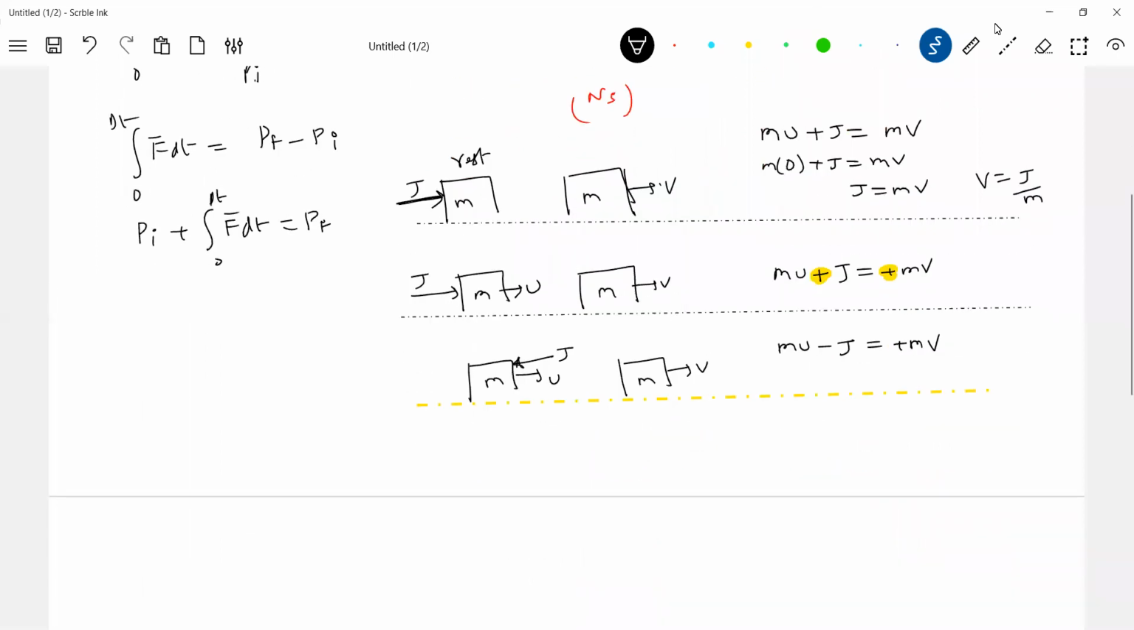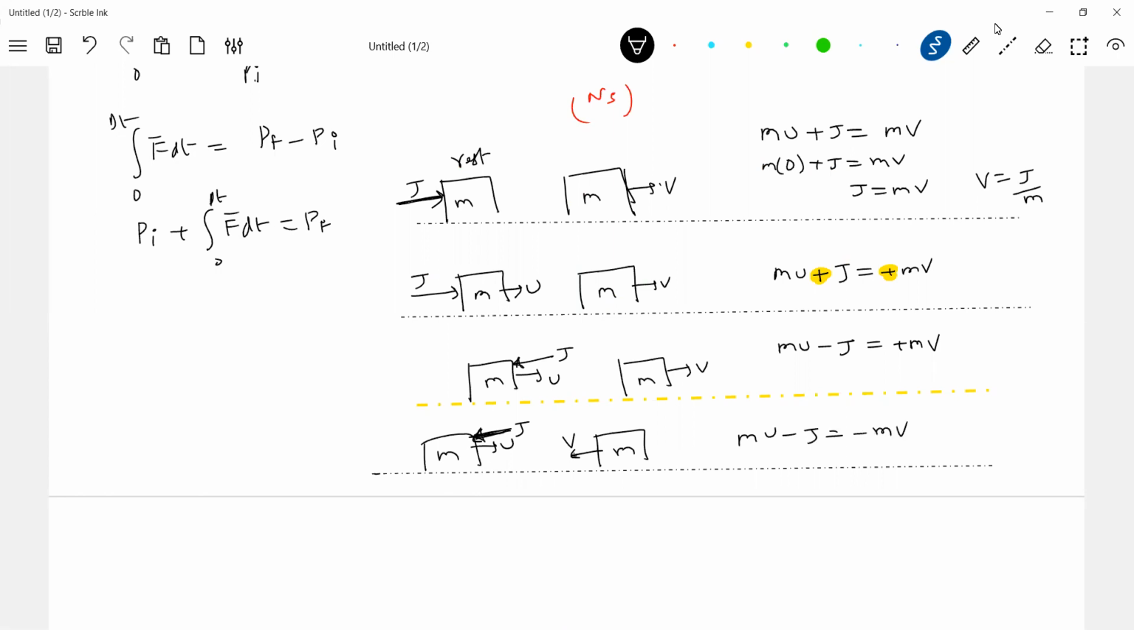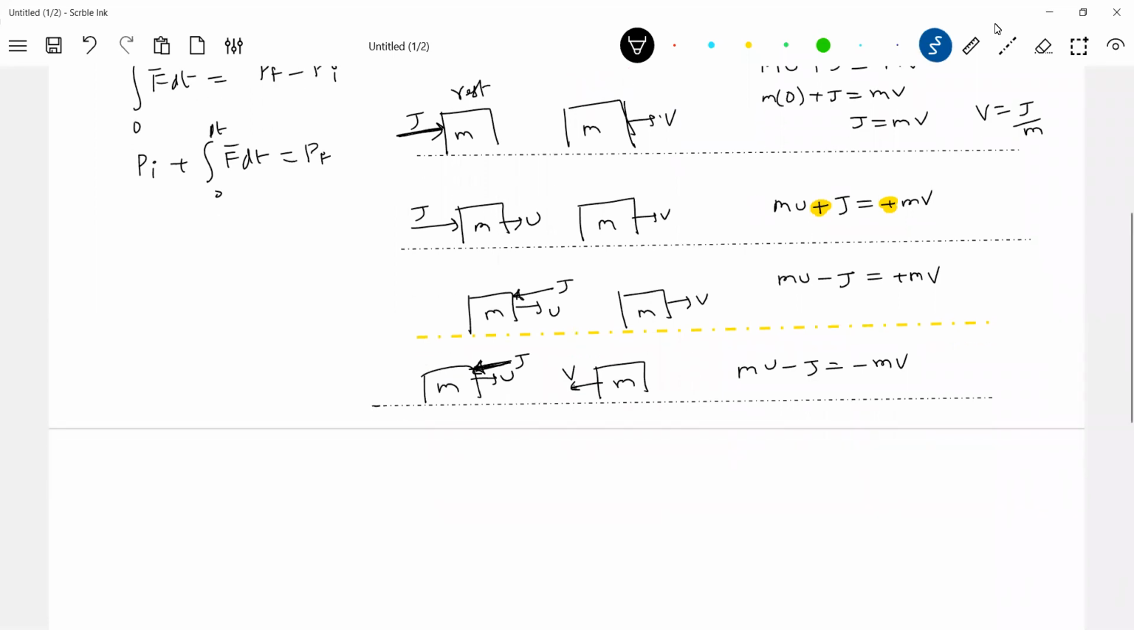Okay, next we'll take a body moving with a velocity u towards right, and an impulse will act. Due to the impulse, it will change direction of motion. So mu minus j equal to minus mv. Is it fine? So like this, the sign for j, for initial impulse and final momentum, depends upon initial momentum. Sir, what happens if the impulse doesn't act in the line of action of initial velocity?